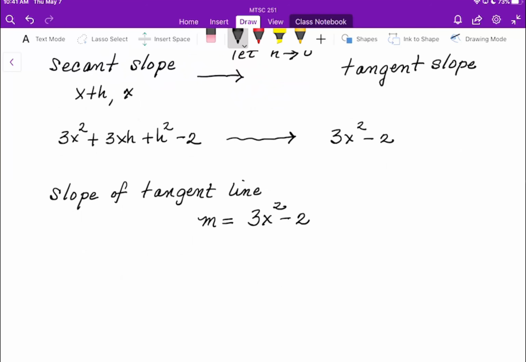So therefore, at the point 2, 4, we get m is equal to 3 times 2 squared minus 2, which is 10.